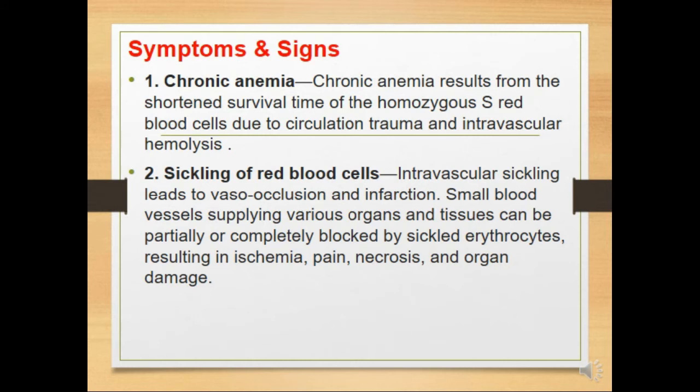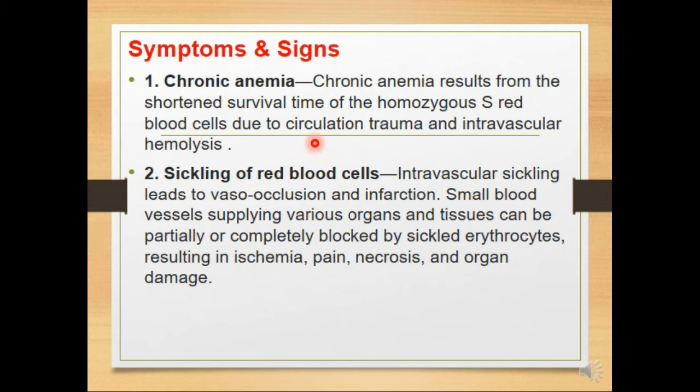Symptoms and signs of sickle cell disease. The patient has a chronic anemia which results from shortened survival time of homozygous S red blood cells due to circulation trauma or intravascular hemolysis.